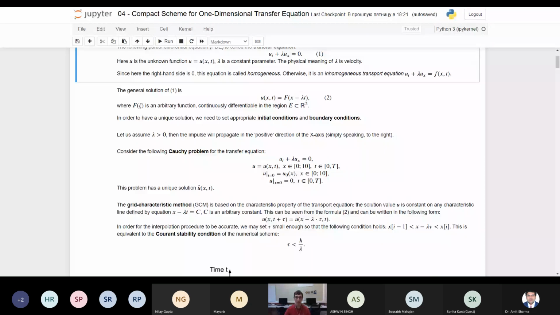Then we have the initial condition. Here it's some function u with the subscript 0, and we can set an arbitrary function like this, and each function u0 will result in a unique solution of the equation. Also, we need to set appropriate boundary conditions.